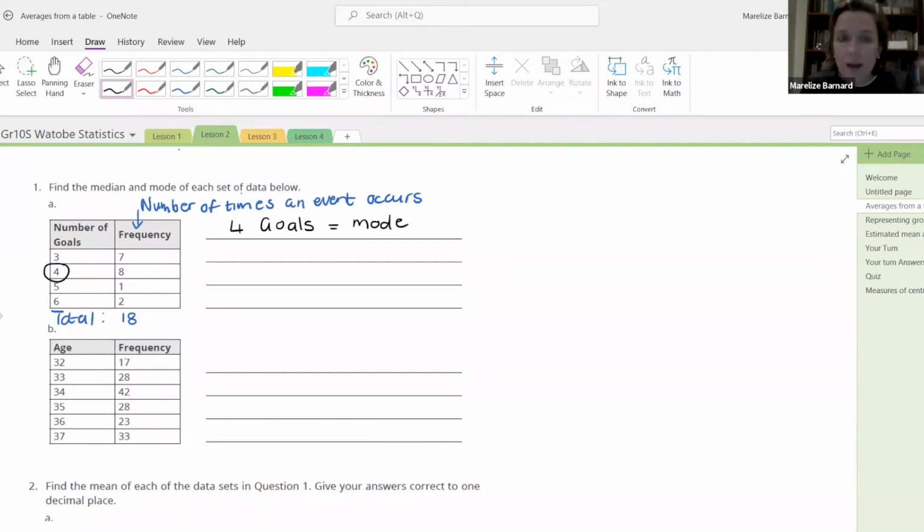Now I can see why it can be confusing because of the 8, but you look at the number of goals. Yes, the 8 tells you that that is the highest frequency, but the number of goals that were scored the most, that is 4, because that happened 8 times. So the number of times it happened, that thing that happened the most, that is the number of goals.